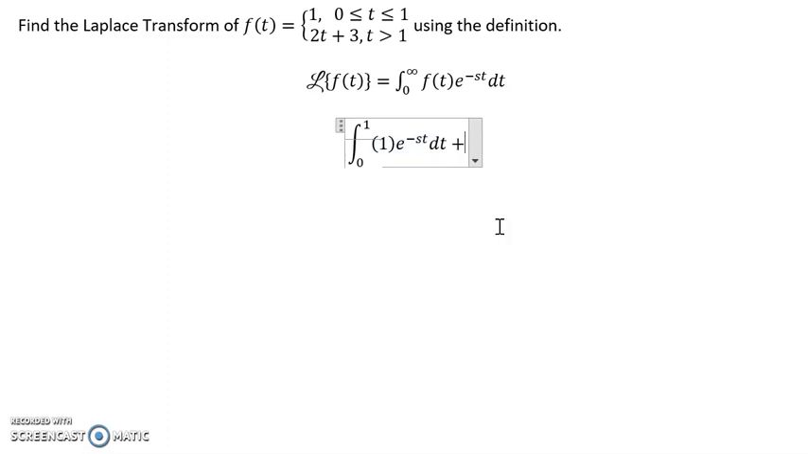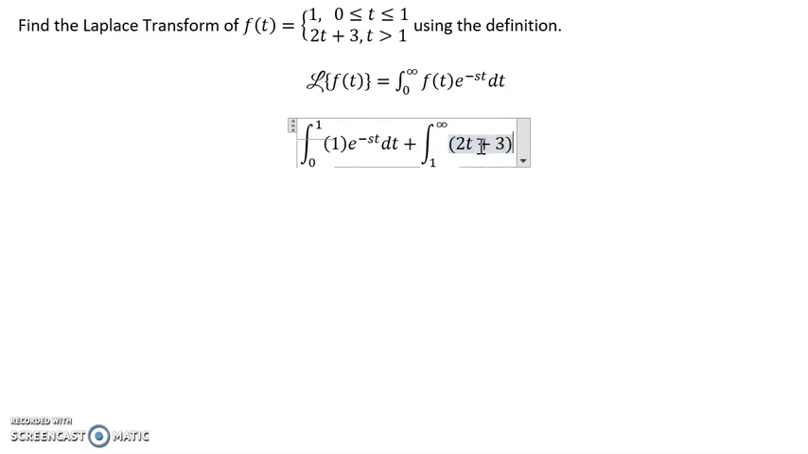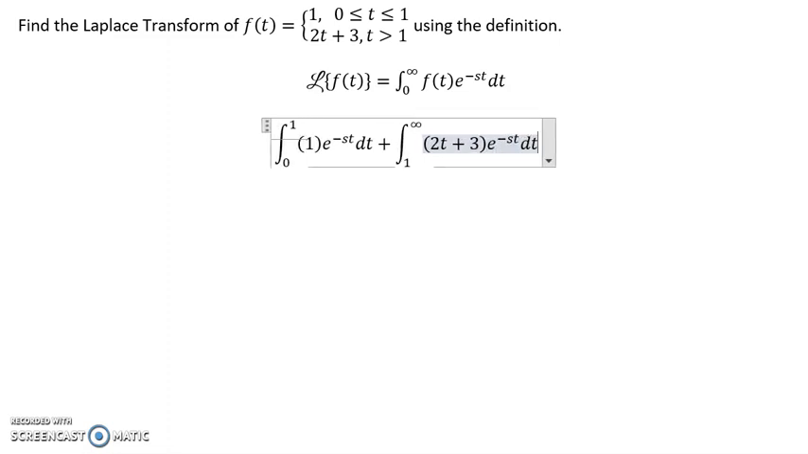And then because of properties of integrals, we're then just going to add on the second piece, which goes from 1 to infinity, because this is from 1 and up. And the piece of the function that we have on this section, f of t, is 2t plus 3. That's f of t, and then we put in our e to the negative st, and we integrate that with respect to t.